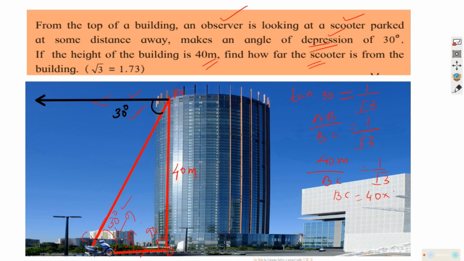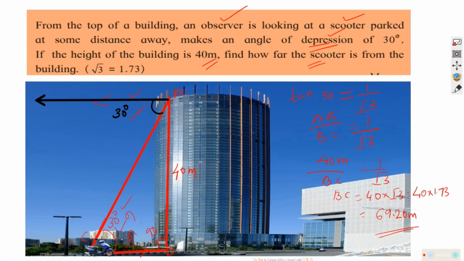40 into root 3, which is equal to 40 into 1.73, which is given. On multiplying it will become 69.20 meter. The scooter is parked at 69.20 meter.